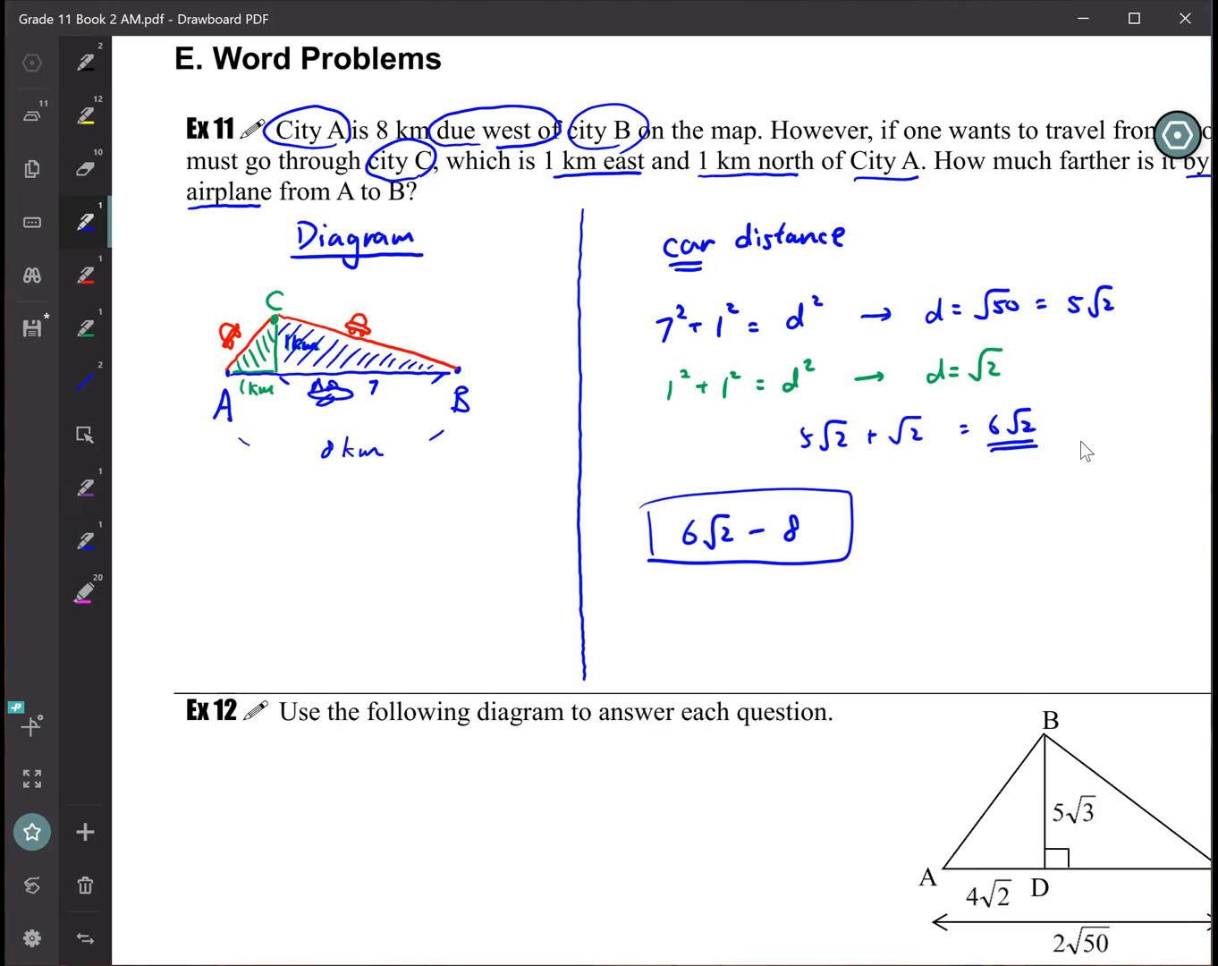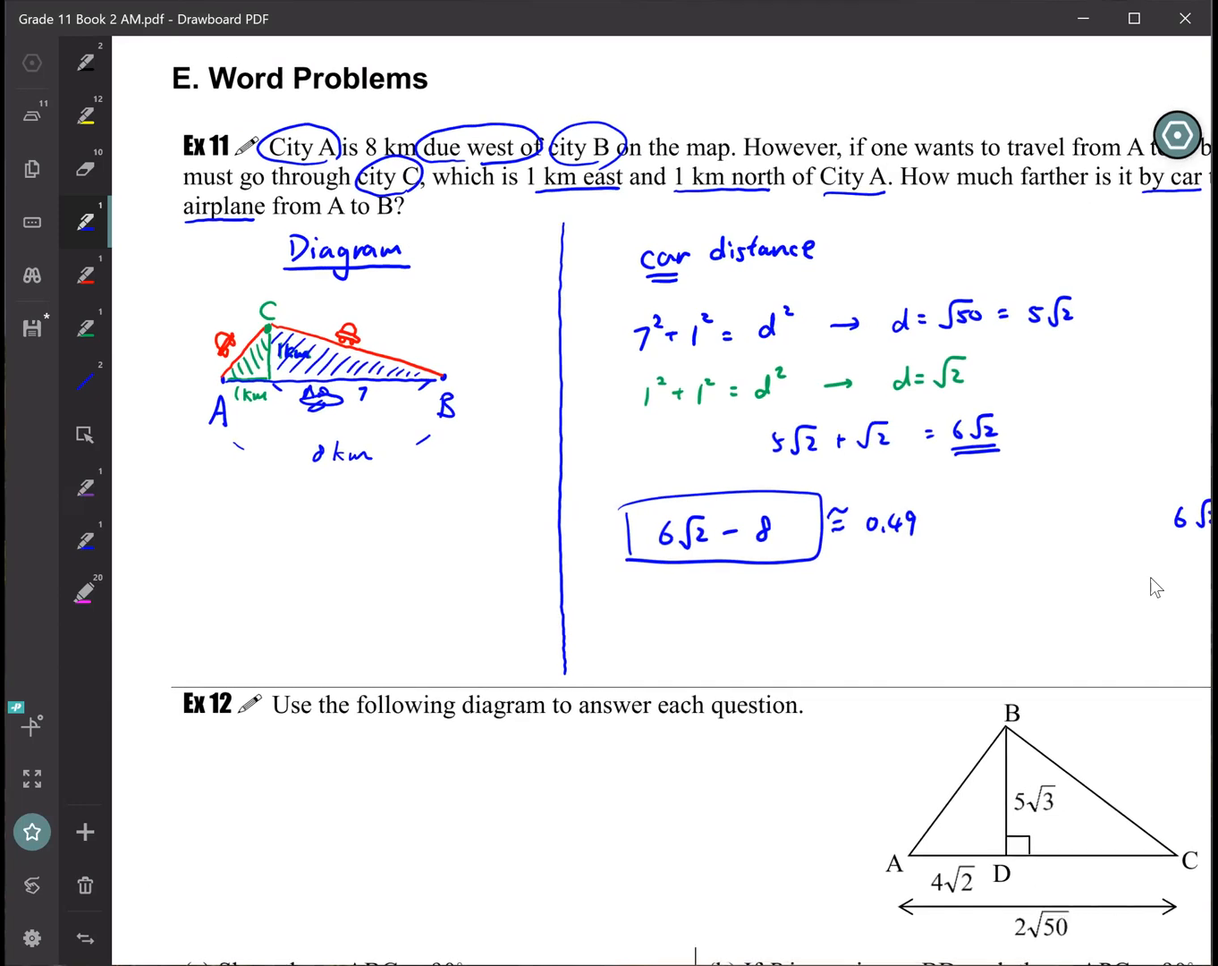So this one is how much further the car goes than the airplane, okay? Because it's not a decimal, if you want, you can type it all into a calculator, right? 6 root 2. Can somebody type it into a calculator? Okay, Eric, do you have an answer in decimal? I have 0.49. Can someone confirm? Sarah? Yep, 0.49.